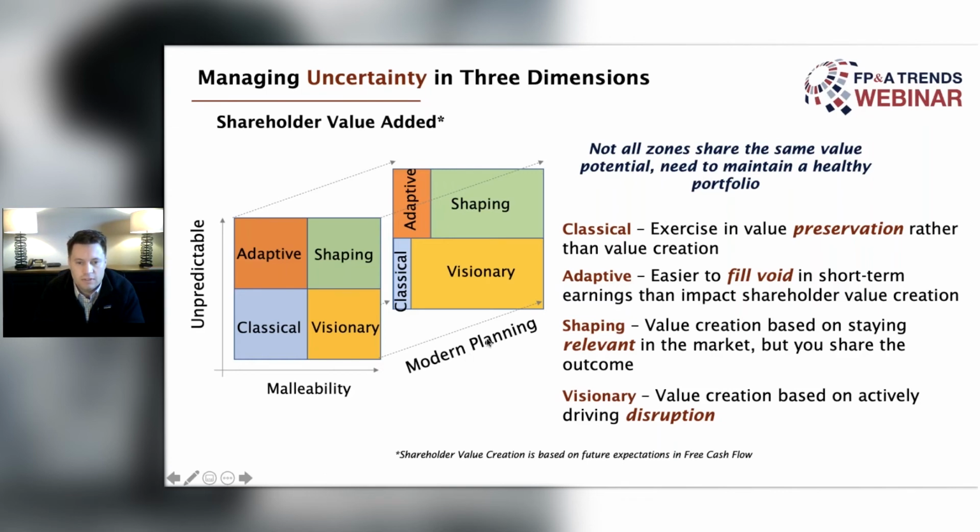But the last one is really that visionary quadrant, and that's where the most amount of value creation lies. Again, that's where the shaping is great, malleability, but the unpredictability is not that high relative to other zones. So that's really where the biggest opportunity is.